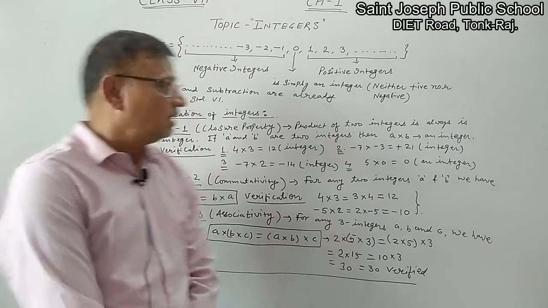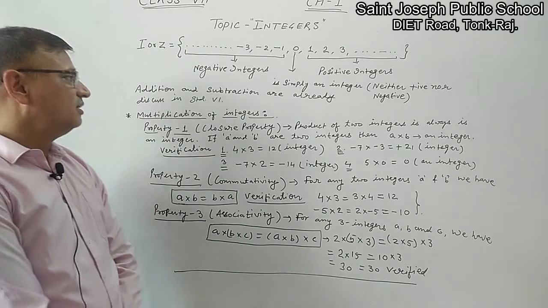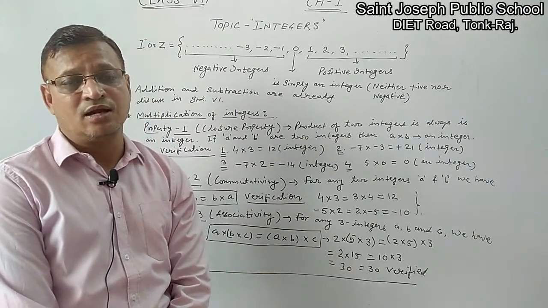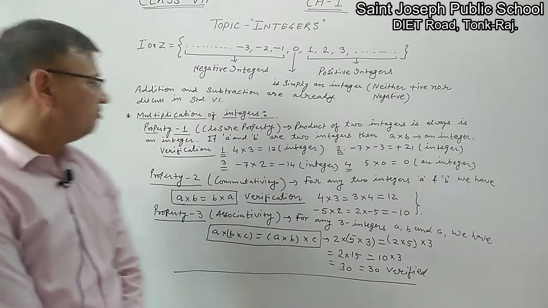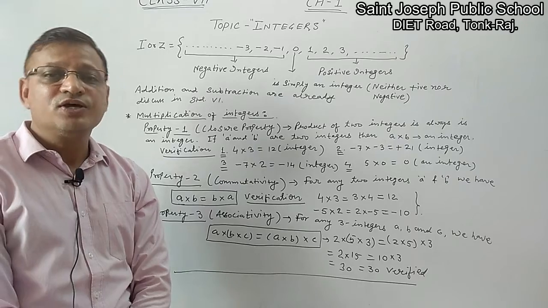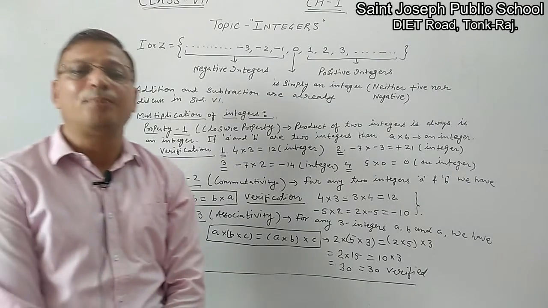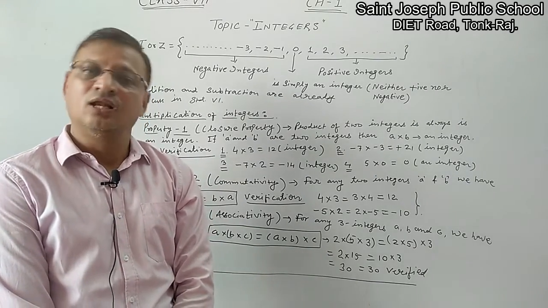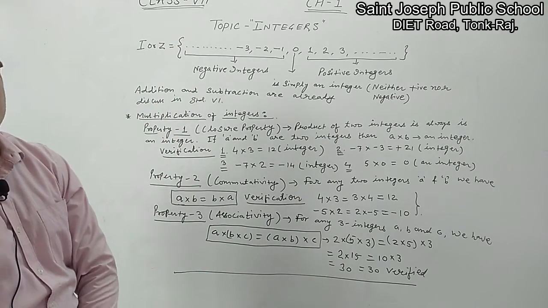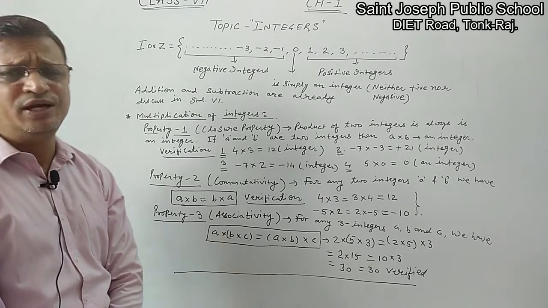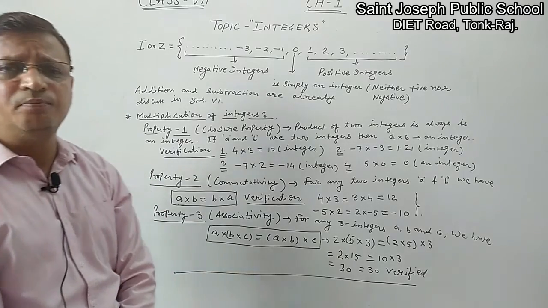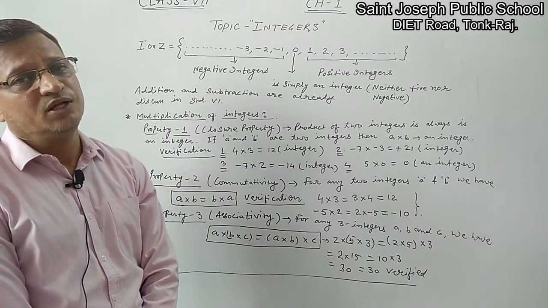Okay, now addition and subtraction are already discussed in class 6. But in this class, we discuss the multiplication of integers. First we discuss some properties of multiplication. Now, what is the property? First property is the closure property. What is the closure property? Suppose we take two integers a and b. If we take two integers a and b, then their product is also an integer.